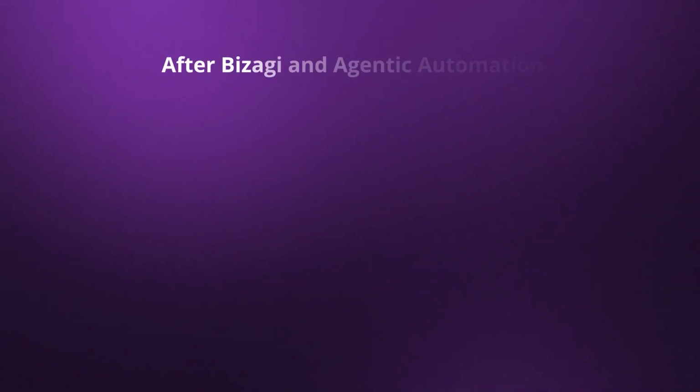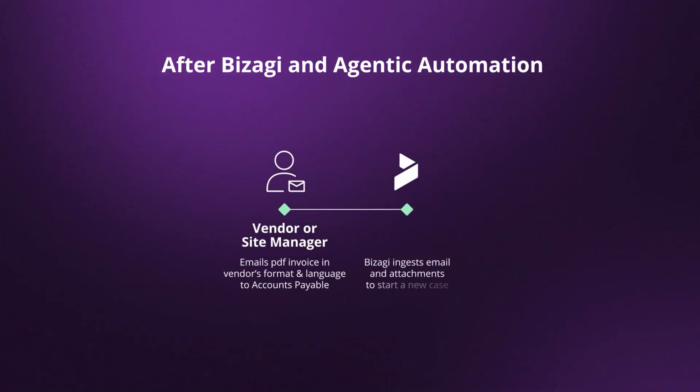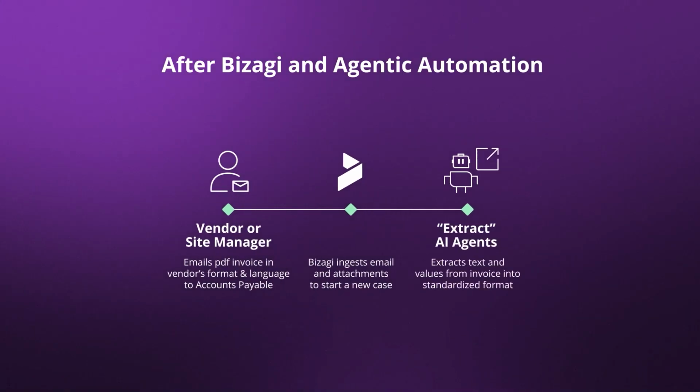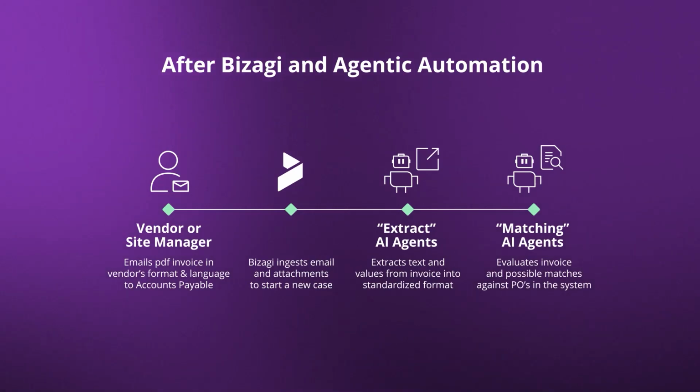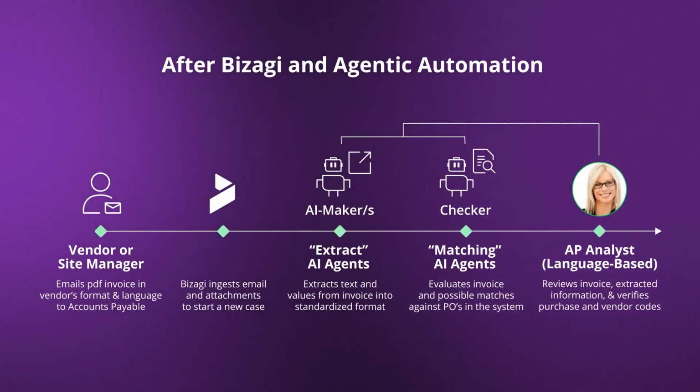After Bizagi and agentic automation, those emails are still coming in from vendors or suppliers, but Bizagi is automatically picking up those emails now, ingesting them, getting the information and the attachments, and automatically starting an accounts payable business process. And then the first of our AI agents is extracting the text and the values from that invoice into a standardized format, pushing that onto the second agent, which is about matching the invoice, looking for possible matches against purchase orders in the system, and then pushing it onto the procurement analyst, effectively the checker in this maker-checker paradigm.